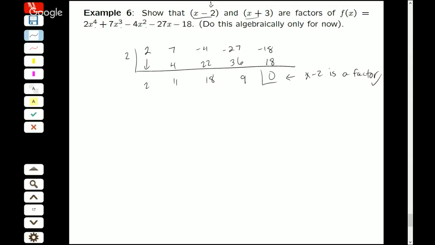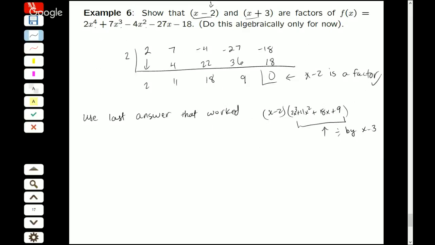Now watch very carefully. I'm not going to go back to the original question. I'm going to use the last answer that worked. Because what's happening is I now have x minus 2 times 9 plus 18x plus 11x squared and plus a 2x cubed. I have this written in this form, x minus 2 times something. So I'm going to divide this by the x plus 3.